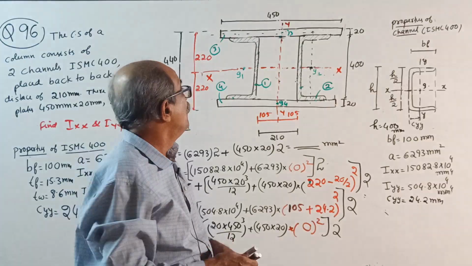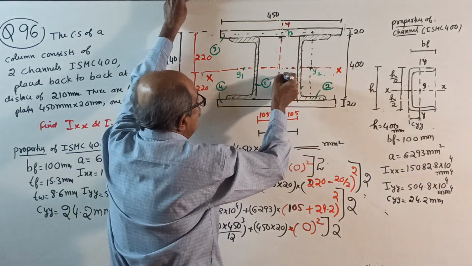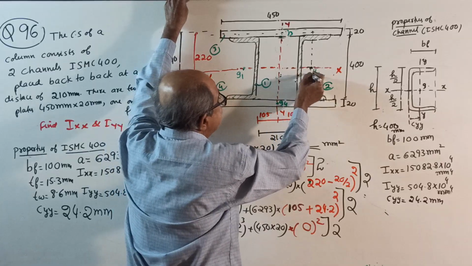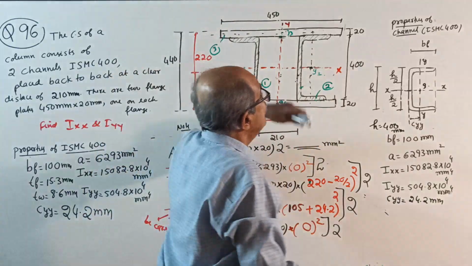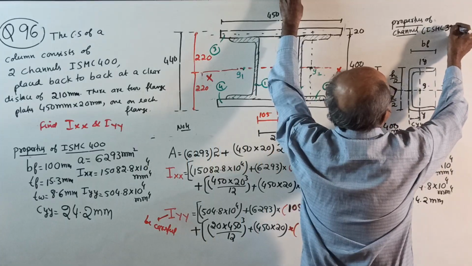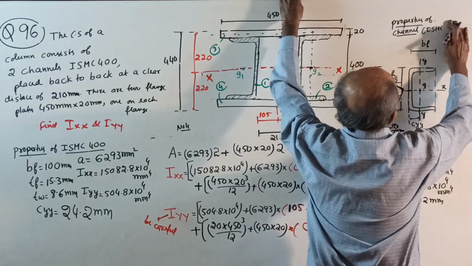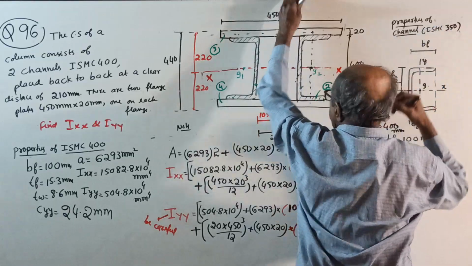When it is back to back, I told the distance square is what? 105 plus this distance. But it will change for the next question. For the next question, instead of ISMC 400, I will go for ISMC 350. Given in the question, I will give it. I will change the properties. Why same section always? 350.